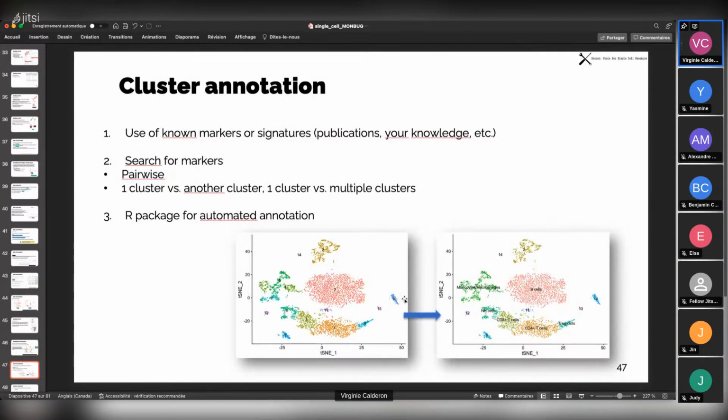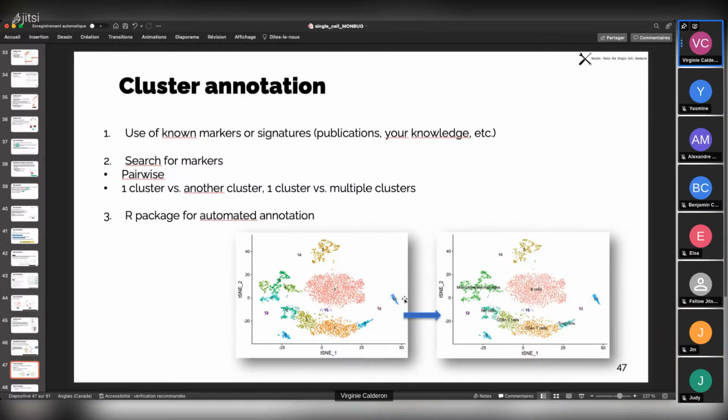Okay, so now I have a UMAP or t-SNE, I have the clusters, but I still don't know what these cells are. So the next step is the cluster annotation. My clusters are named from 0 to maybe 14, and I want to know what, for example, cluster 1 is. To do so, there are 3 options available for now. The first is to use known markers or signatures.